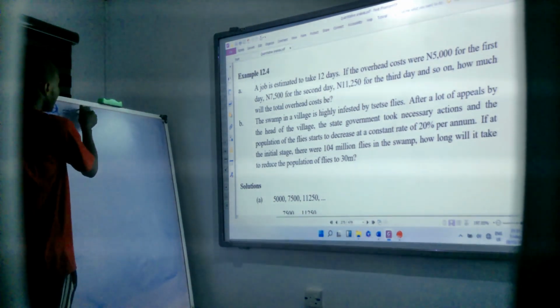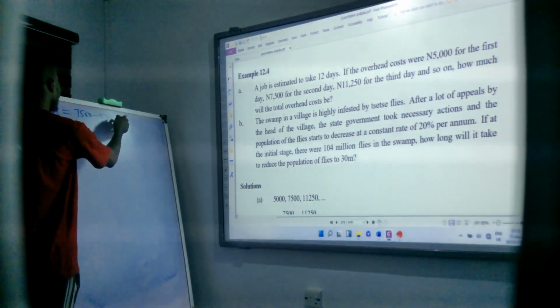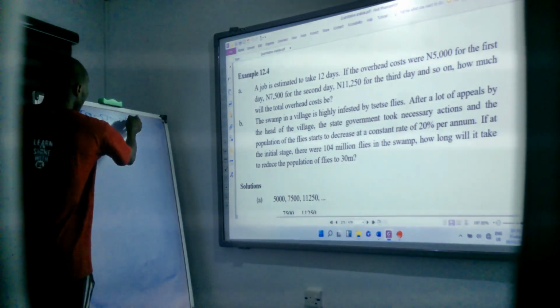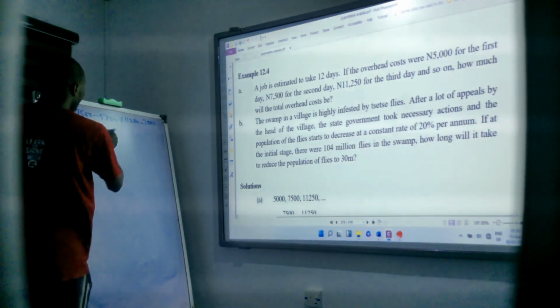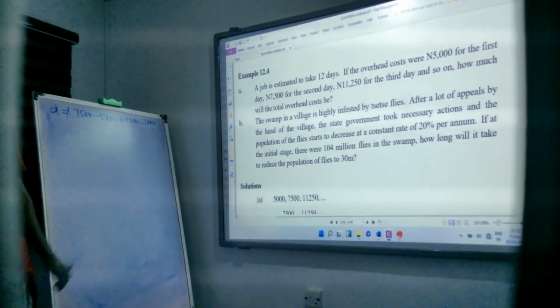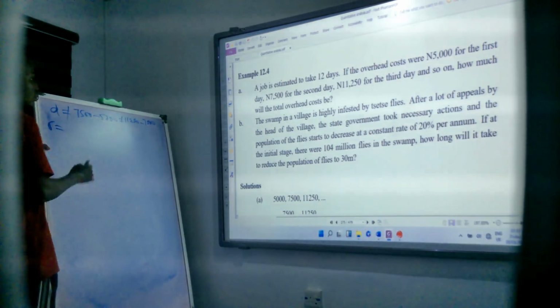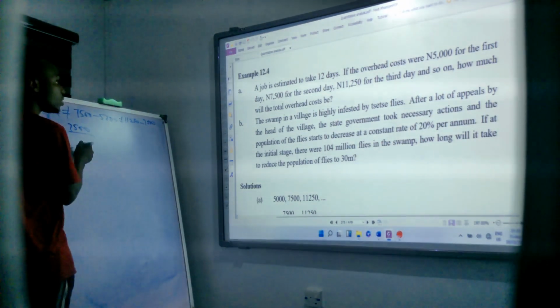Let's check. Our common difference here: D must equal 7,500 minus 5,000, that is second minus first. That must always be equal to the third term minus the second, and that is not equal. So D is not constant. So the first is wrong.